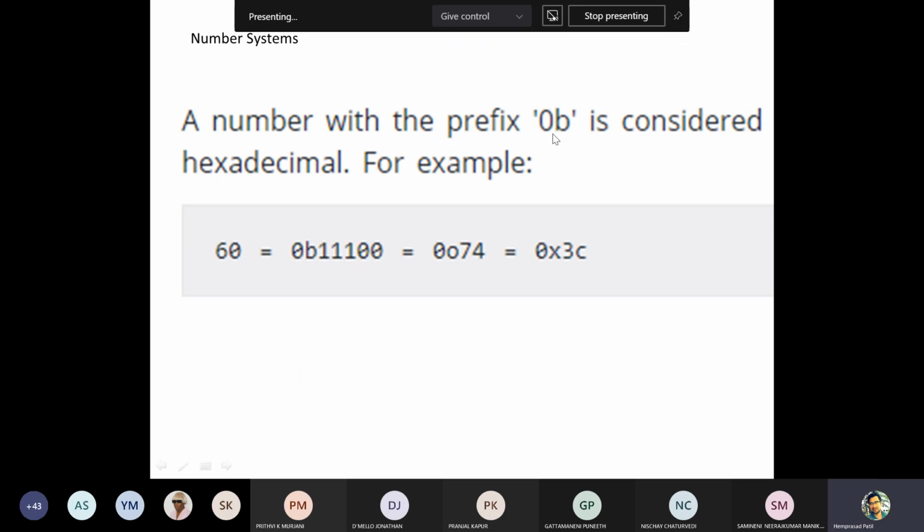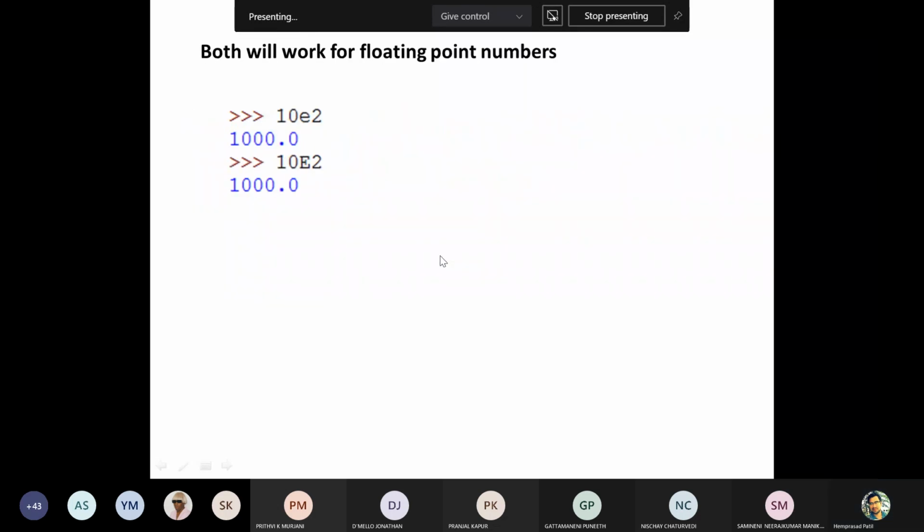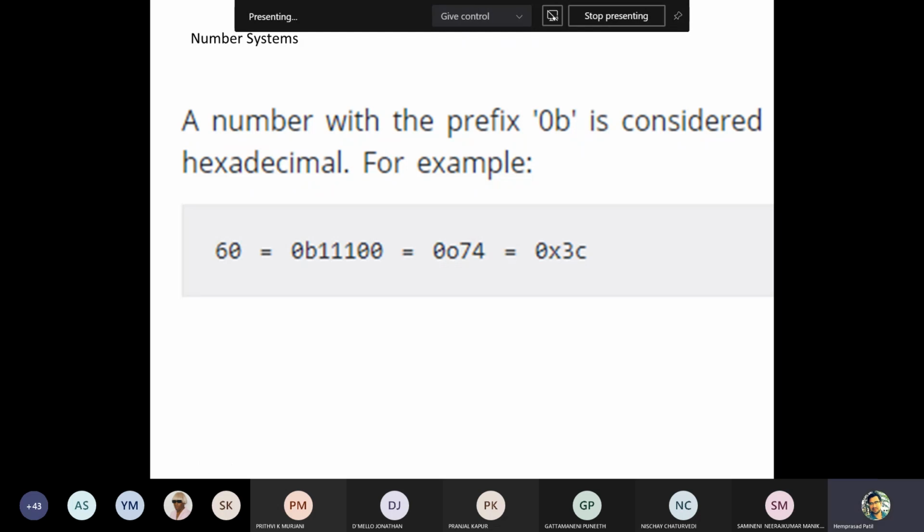Next is number systems. So a number with prefix 0b is considered as binary. Prefix 0b is known as binary, and 0o is octal. 0x will be hexadecimal, 0b will be binary. So for 60, we can write 0b and this entire thing is binary. This is octal and this is hexadecimal. 3c is hexadecimal. So here it's a typing mistake. Here it should be binary.